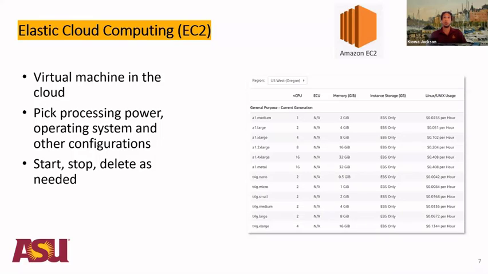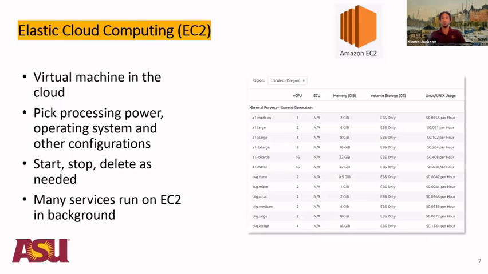So you can choose, I need a Linux box, or I need a Windows machine, and I need this pre-installed, and then you just kick it off and you can use it. Many services that we're going to talk about run on EC2 in the background. So with SageMaker, you might do a batch processing job. What you're actually paying for is the EC2 instance that runs your code and reads your data.